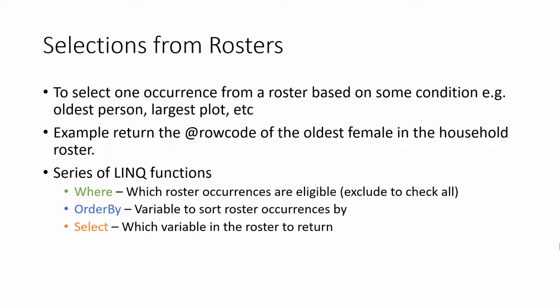Next, we have the function called select. And this is telling us which variable we would like to return. And finally, we have the function called toArray. And this is where we'll narrow down which occurrence we're going to return. I know that's a lot to take in, so we're going to step through it function by function with an example so we can see what's happening.